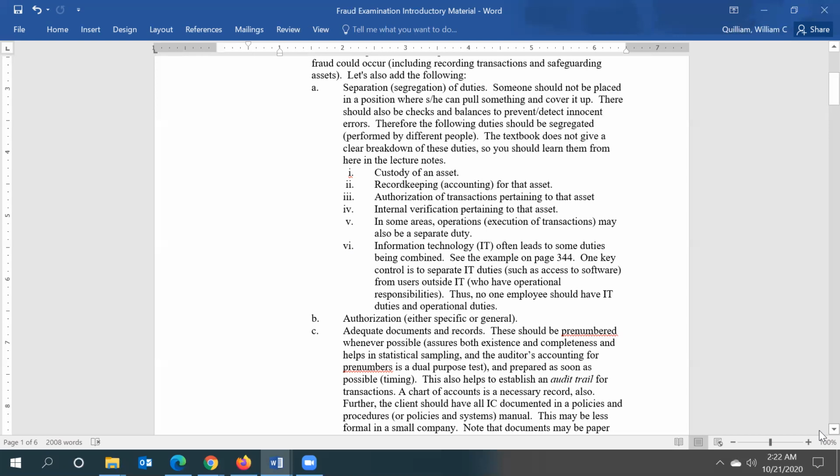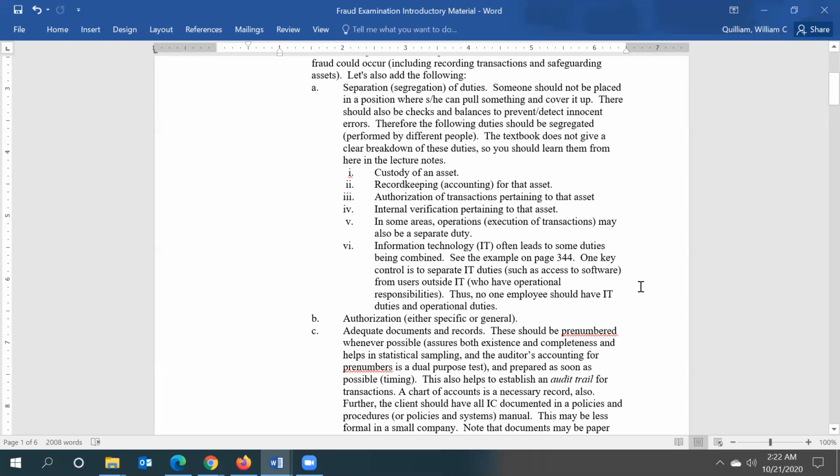Well then, in some areas, operations or execution of transactions may also be a separate duty. And that means if we have, let's say, a separate sales staff, they are executing sales transactions, sales operations. We don't want them being able to get in and have conflicting duties. For example, if salespeople could also authorize credit or authorize commissions to themselves, well, suddenly their sales would go up and so would their commissions.